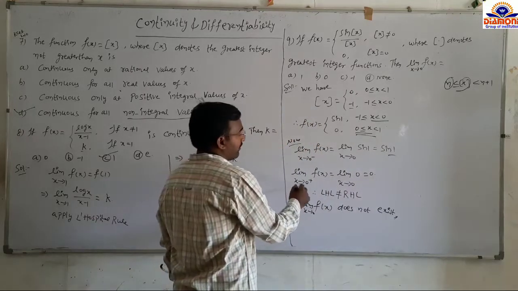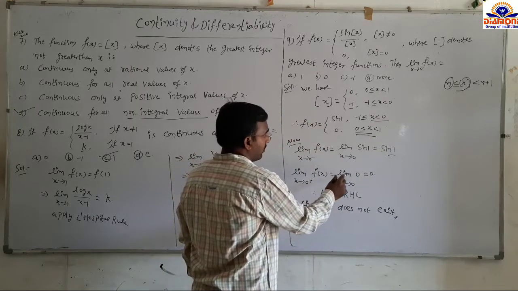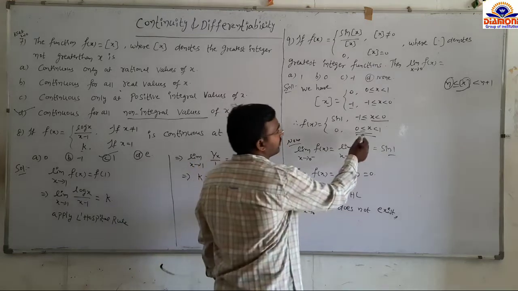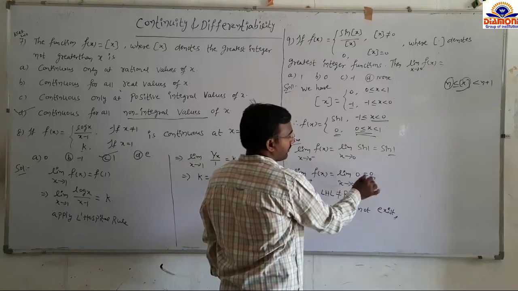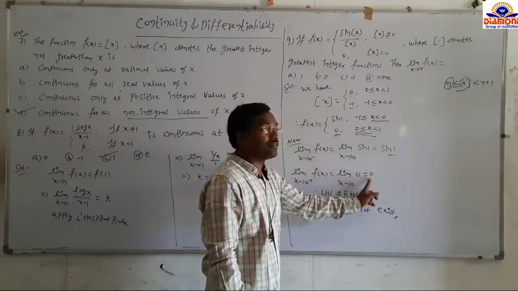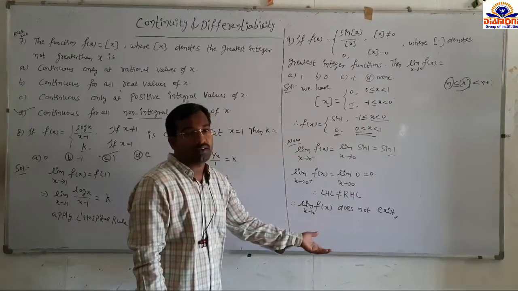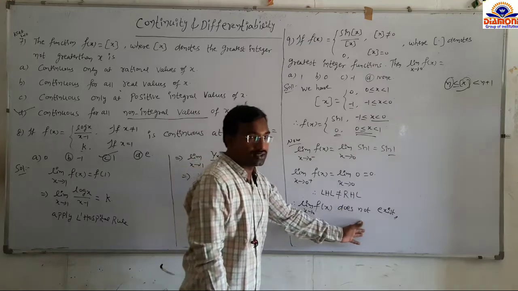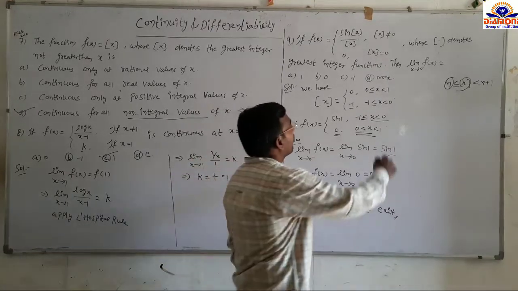Next, right limit x tends to 0 plus f of x equal to limit x tends to 0 plus, which means x greater than 0. X greater than 0 value what? 0. So this value is 0. So you get left limit value is sin 1, right limit value is 0. So left limit is not equal to right limit. So that's why the limit does not exist. So option is none.